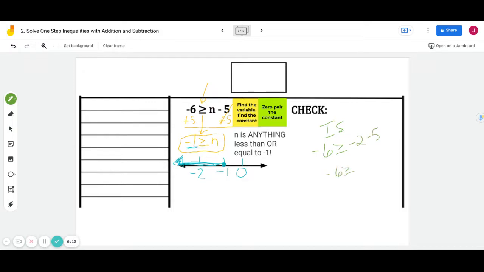-6 is greater than or equal to -7. Yeah, that's true. -6 is greater than -7. So we did it correctly. Pause if you need to. We're going on to our next example.